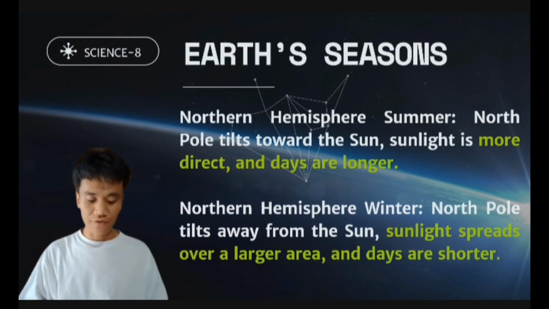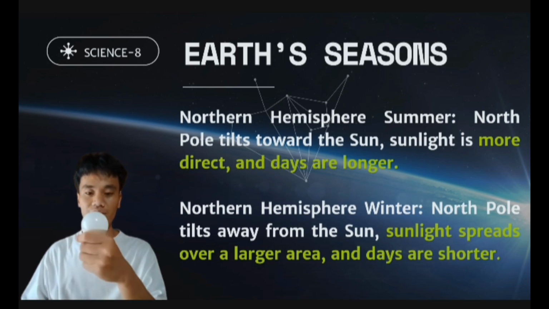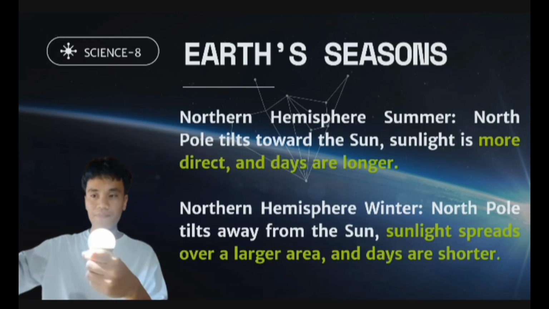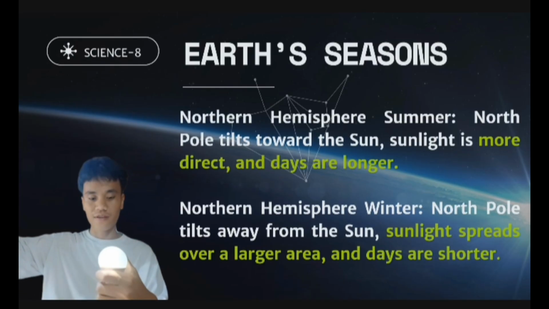Next we have northern hemisphere winter. The North Pole tilts away from the Sun. Sunlight is spread over a larger area and days are shorter. So for example, this is the Earth and this is the Sun. The Earth is away from the Sun. So for example, this is the Earth. The light is more spread, so the days are shorter.